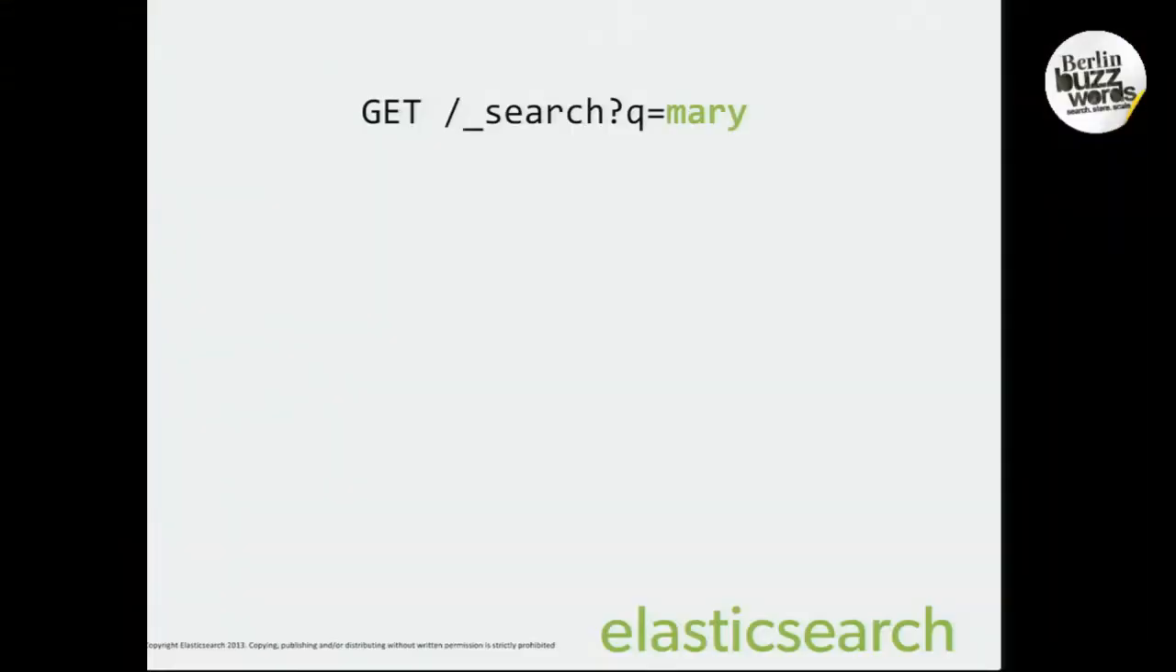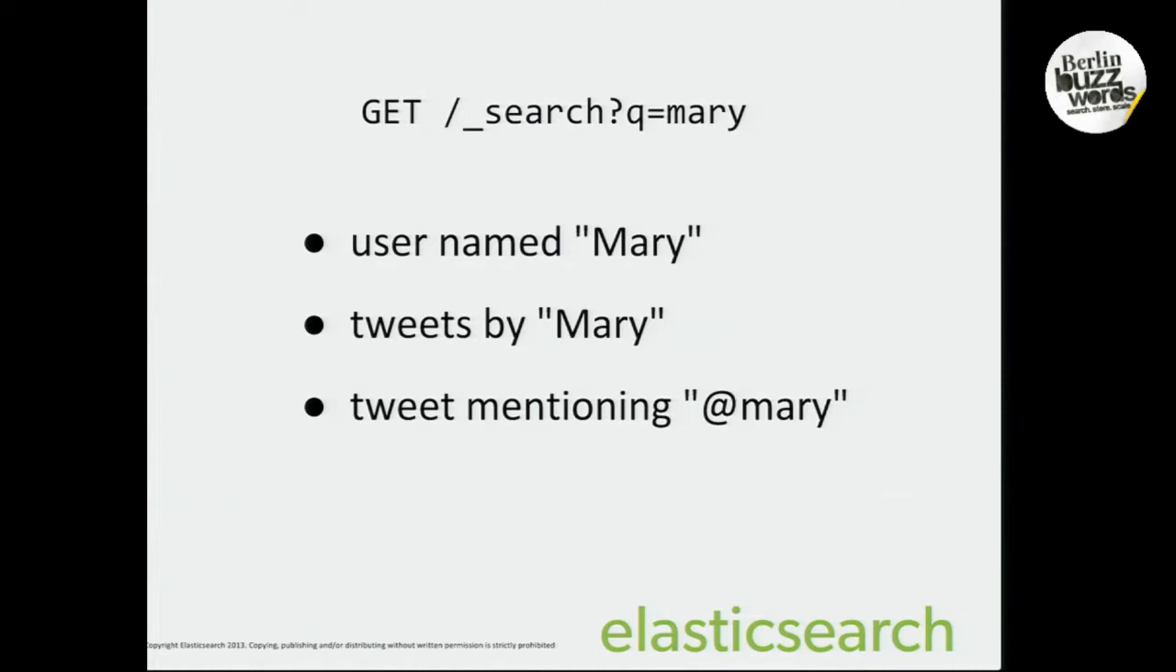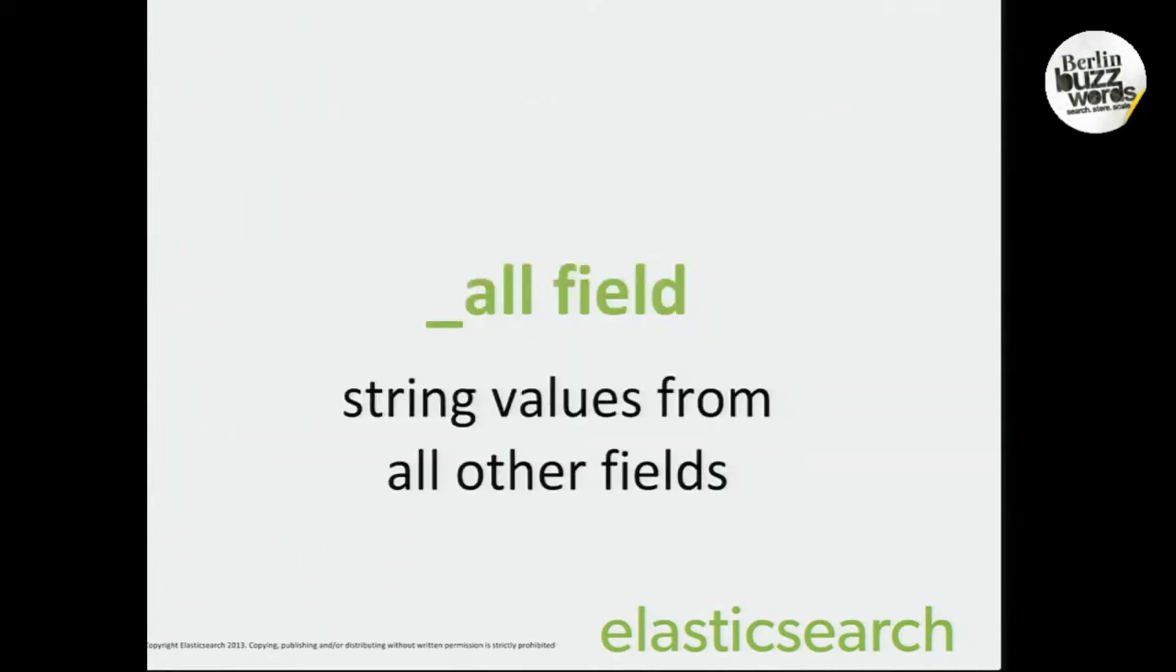So here we're searching for Mary, but we haven't specified a field. We get back a user whose name is Mary, tweets sent by Mary, and a tweet mentioning Mary. So what's happening here? Well, it turns out that when you don't specify a field, it uses the default _all field. And the _all field is a field that is sort of magically added when you index documents. It takes the string values from all of the other fields and sticks them in here. Again, a really useful feature for starting out. Later on, you're going to want to search specific fields with the exact things that you want, but this allows you to explore your data quite easily.